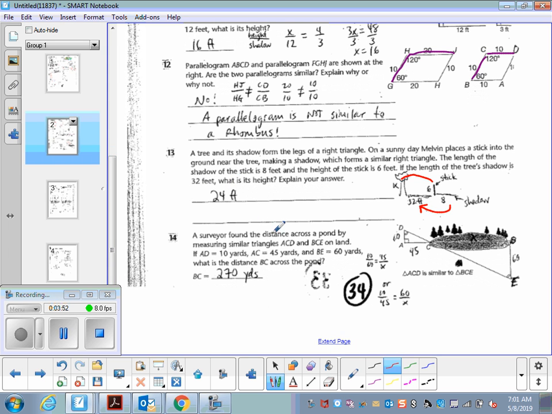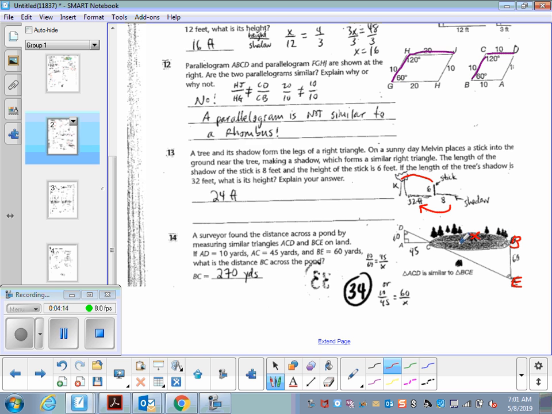And for this one, when you actually label AD with the 10 yards and AC with the 45 yards, BE, it's a little hard to see in your packet. I think it cuts off, but the B is this point up here, and then E is down here. I know that cuts off in your packet. It also tells us that BE right here is 60, and it wants us to find right here the length across the pond, BC.